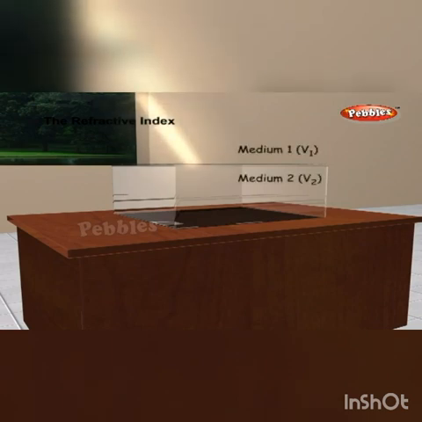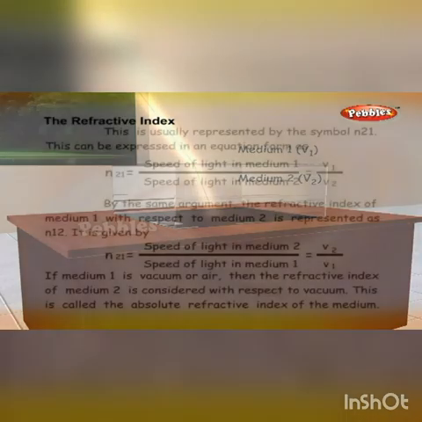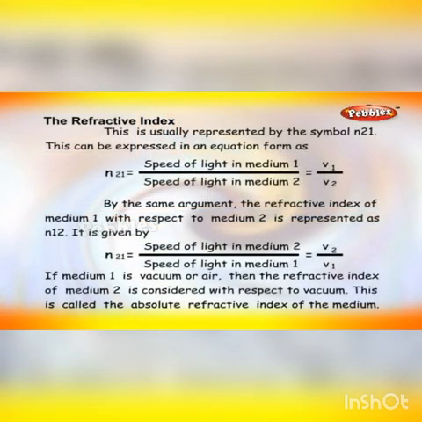Consider a ray of light traveling from medium 1 into medium 2. Let v1 be the speed of light in medium 1 and v2 be the speed of light in medium 2. The refractive index of medium 2 with respect to medium 1 is given by the ratio of the speed of light in medium 1 and the speed of light in medium 2. This is usually represented by the symbol n21. This can be expressed in equation form as n21 is equal to speed of light in medium 1 divided by speed of light in medium 2, which is equal to v1 by v2.